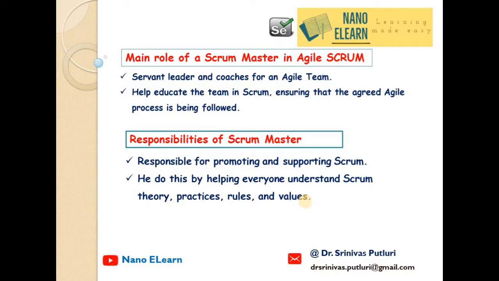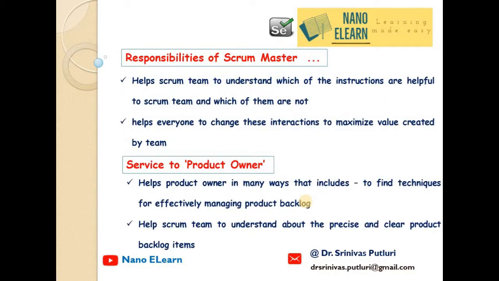What are the responsibilities of Scrum Master? He is responsible for promoting and supporting the Scrum. He does this by helping everyone understand the Scrum theory, practices, rules, and values. He also helps the Scrum team to understand which of the interactions are helpful to the Scrum team and which of them are not. He helps everyone to change these interactions to maximize value that is created by the team.